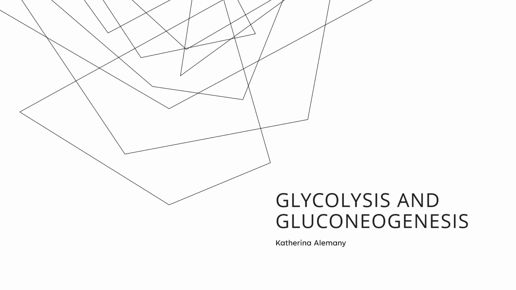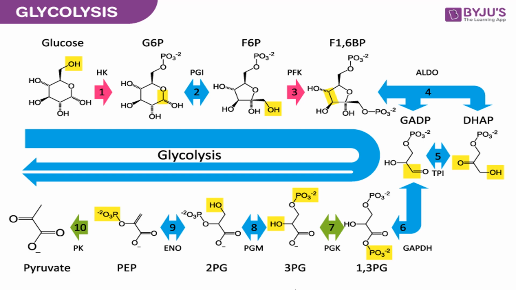I'll be doing my presentation on glycolysis and gluconeogenesis. Glycolysis is the process in which glucose is broken down to produce energy. It produces two molecules of pyruvate, ATP, NADH, and water. The process takes place in the cytoplasm of a cell and does not require oxygen. It occurs in both aerobic and anaerobic organisms.